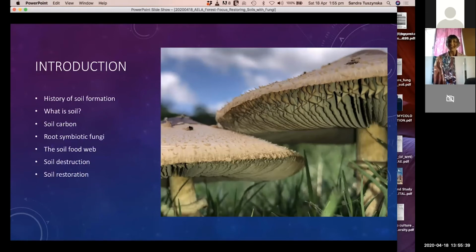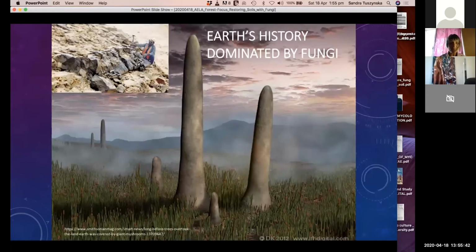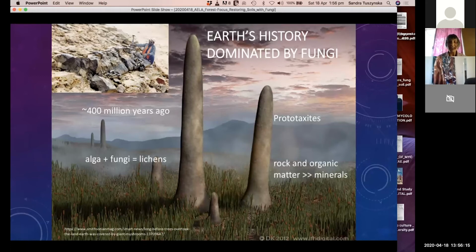So let's begin. The Earth's history has actually been dominated by fungi. This is about 400 million years ago, when algae and fungi came out of the oceans. By the way, the ocean floor is filled with mycelium, which is fungi. They partnered up, and they created lichens, this symbiotic relationship that we still see today. This is so crucial because photosynthesis and breakdown of minerals could occur simultaneously, dominating the Earth. Later on, giant fungi called prototaxites came out of the landscape, up to 10 meters long, or higher, I should say. Together, these fungal systems degraded rock into minerals, and organic matter built up with the minerals, creating what we now call soils, or first made soils.